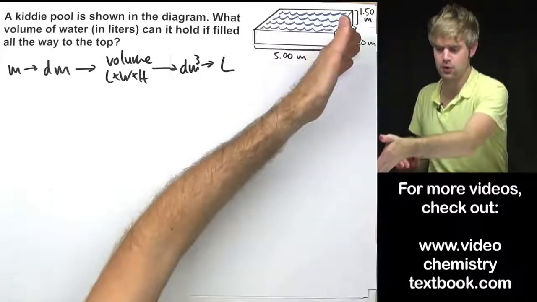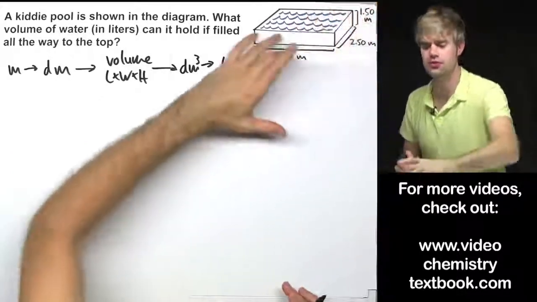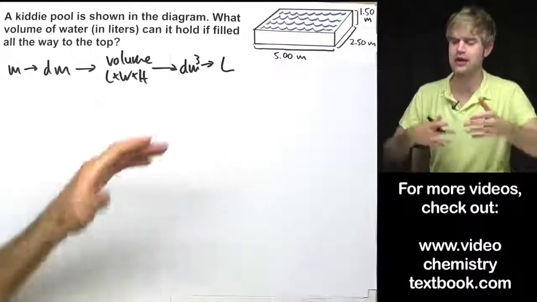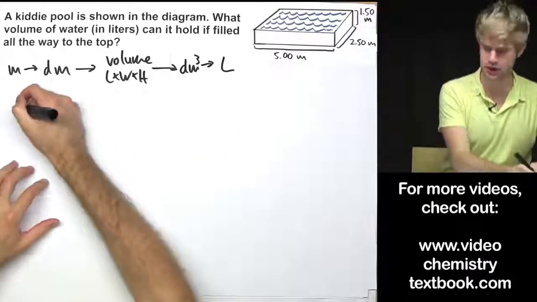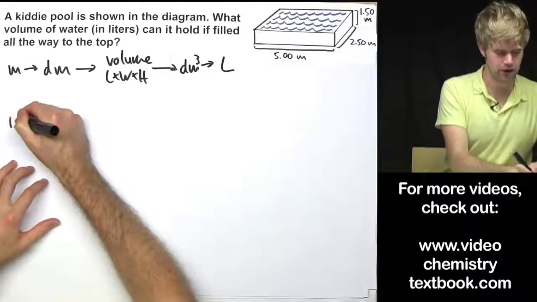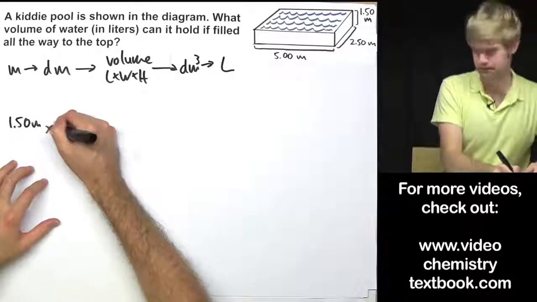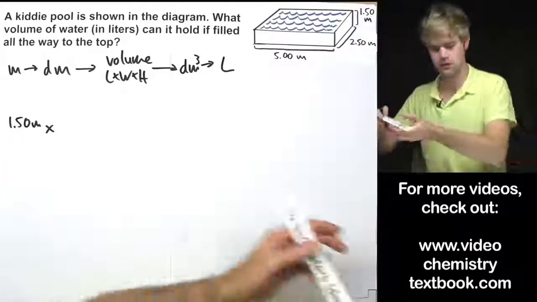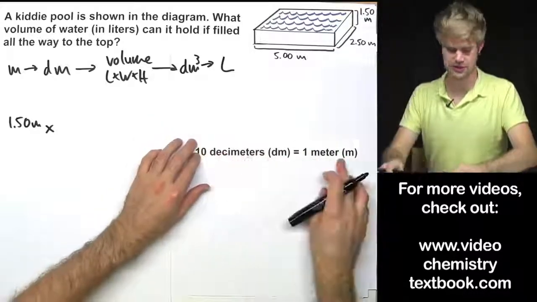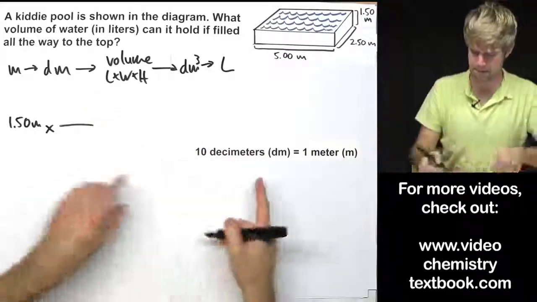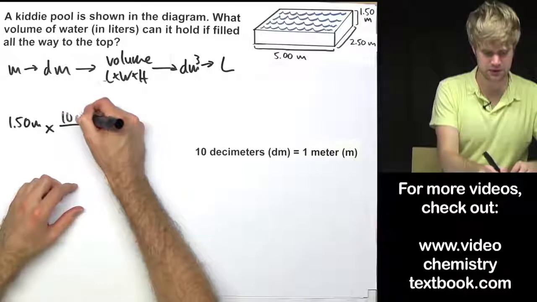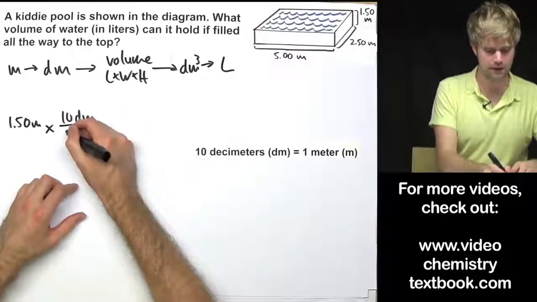So the first thing I'm going to want to do is take these 3 lengths and convert them from meters into decimeters. So 1.50 meters times, I'm going to use this as a conversion factor, 10 decimeters on the top, 1 meter on the bottom.